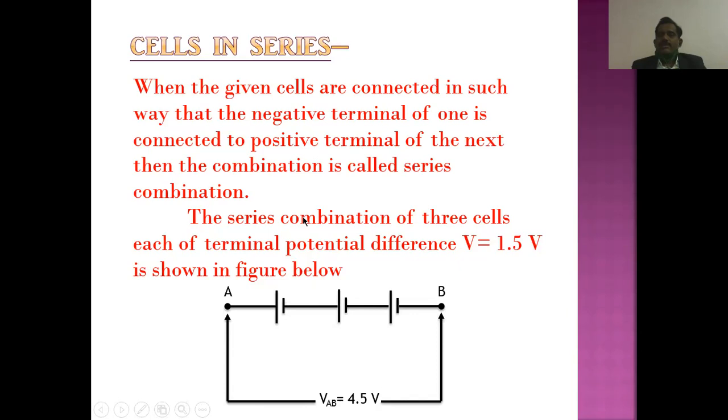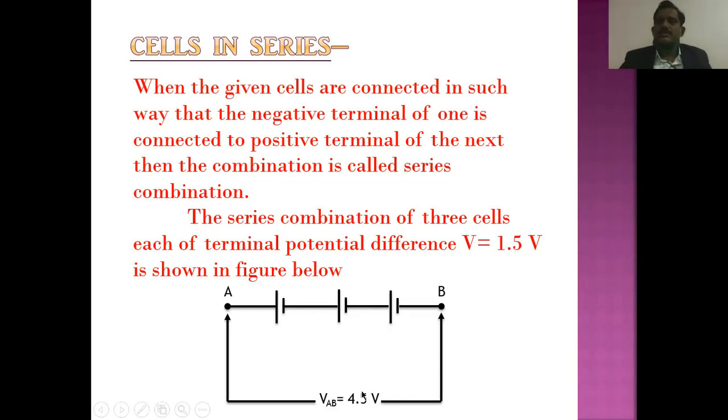And we know that suppose the potential difference of the first cell is 1.5 volt, the potential difference across the second cell is also 1.5 volt, and the potential difference across the third cell is also 1.5 volt. Then we add all these voltages, 1.5 plus 1.5 plus 1.5. So the total voltage obtained across this series combination is 4.5 volt.